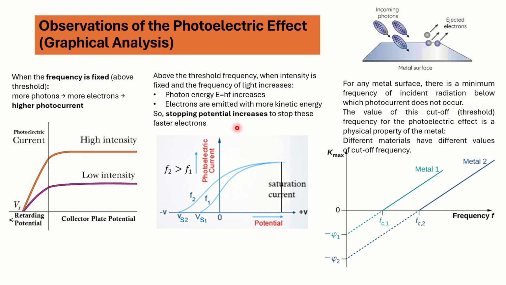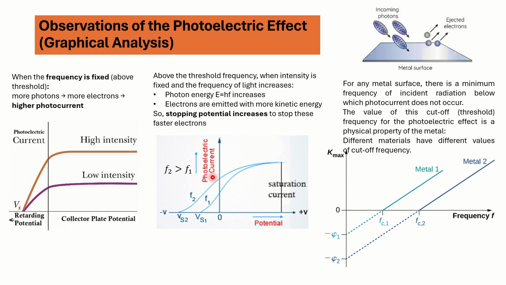Okay, this is the graphical analysis, the same thing we observed. When the frequency is fixed above the threshold, more photons will give you more electrons, that is, more photocurrent. That's it. The higher the intensity of the radiation, the higher the photocurrent, but there is no change in the stopping potential.